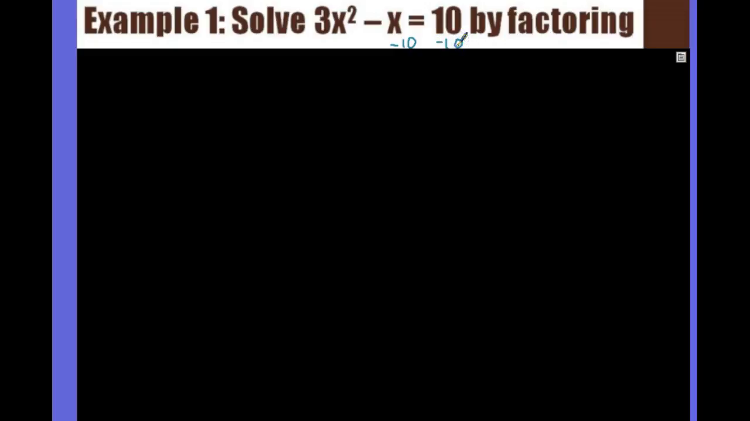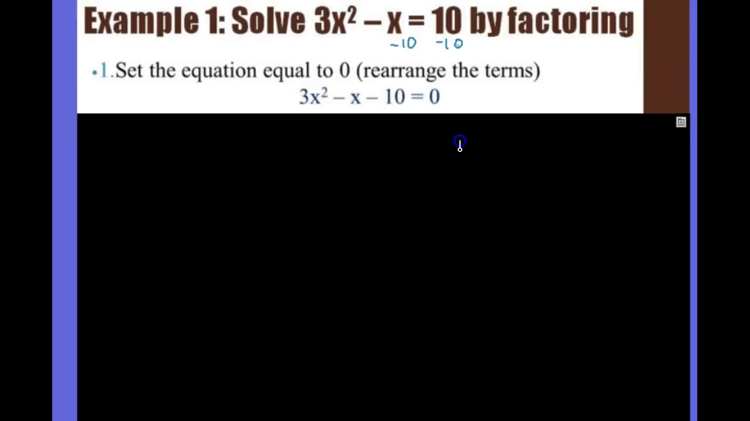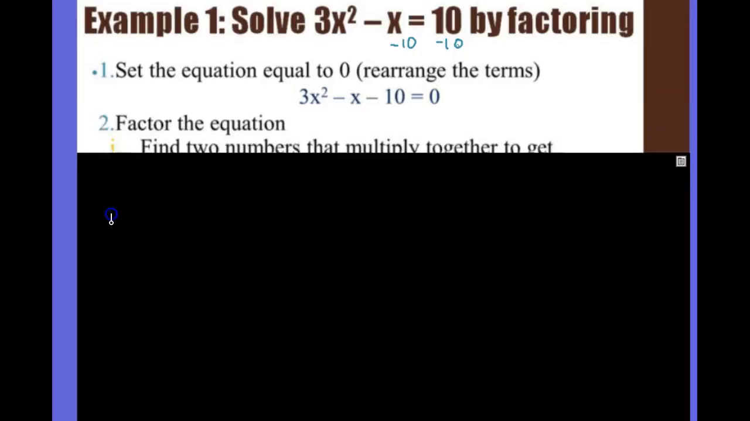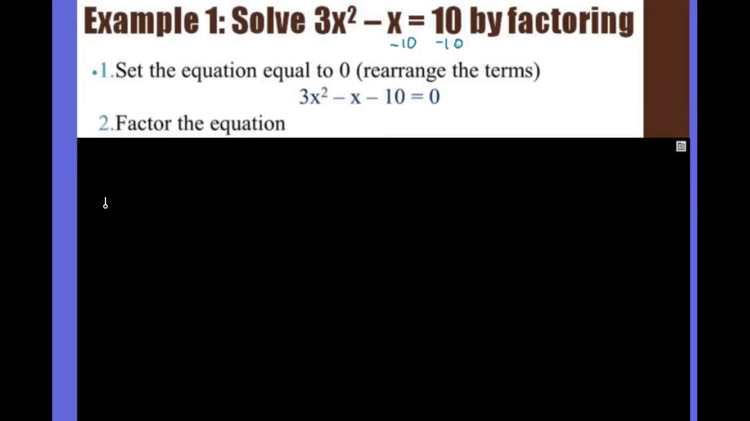So now my equation becomes 3x squared minus x minus 10 equals 0. So I've completed step 1. I set the equation equal to 0. Step 2 is to factor this newfound equation.